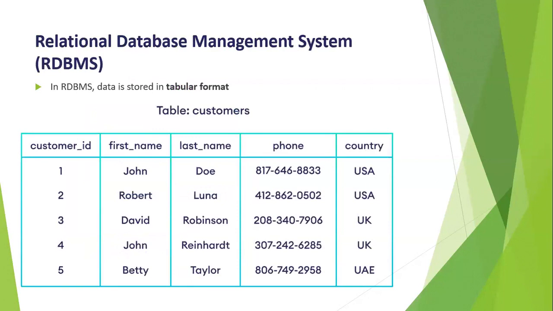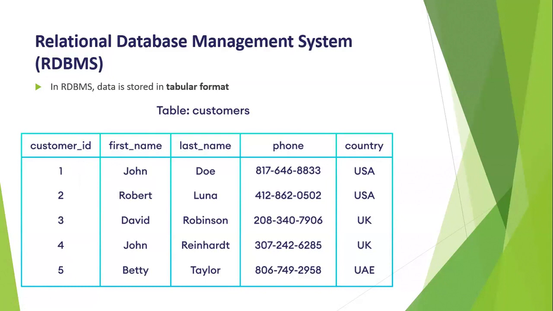Now relational database is where we will be more involved, because that is more important. In the RDBMS, data is stored in some tabular format. As I said, customer ID is a property or attribute of that data. So we'll have a number of records with customer ID: 1, 2, 3, 4. Then we have first name, last name, phone number, country. This is the tabular format, basically. The data is stored in the tabular format.